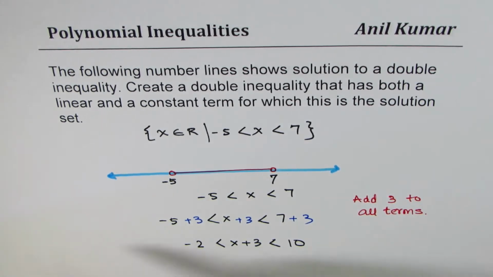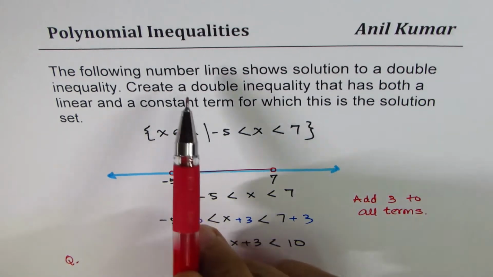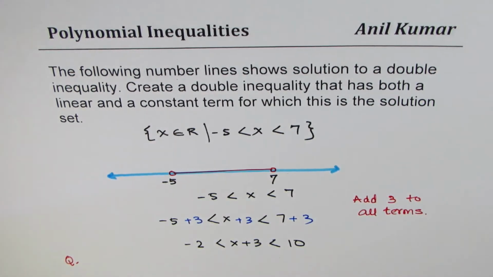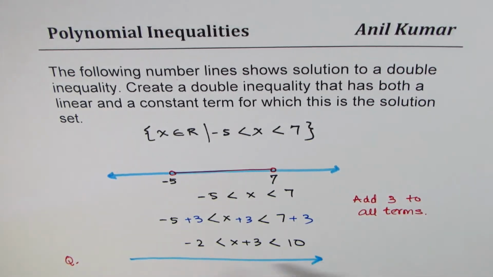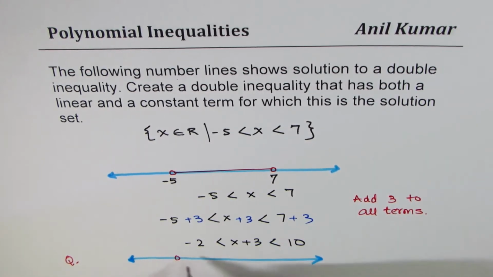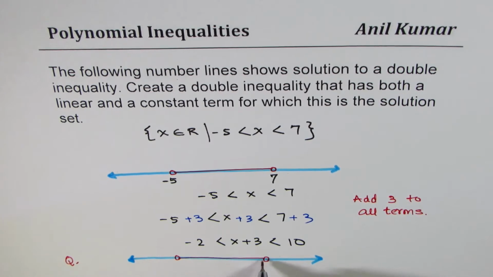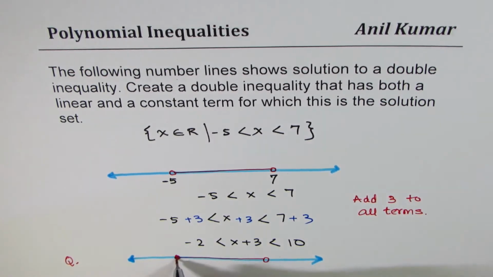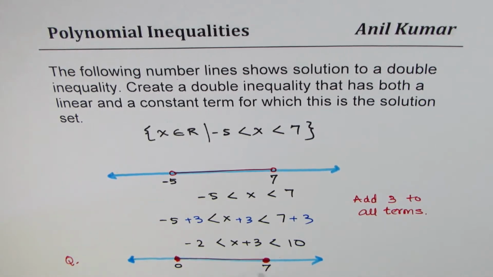Now here is a practice question for you. When I was saying number lines, the second one, which I didn't draw, is for you to practice, correct? So let's say we have a number line here, and let me trick you this time. We'll start with 0 and we'll fill this up. Let this be, let's say, 0 and 7. Can you provide a double inequality with a linear factor and a constant whose solution is all the values between 0 and 7, both included?